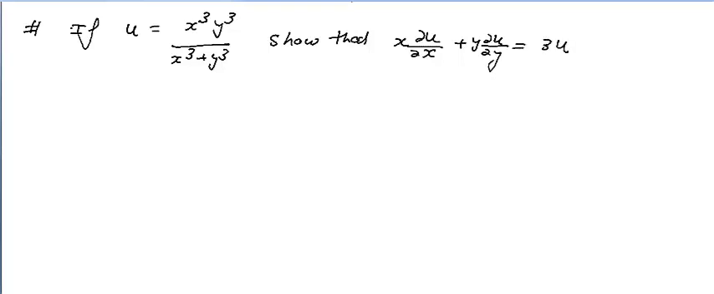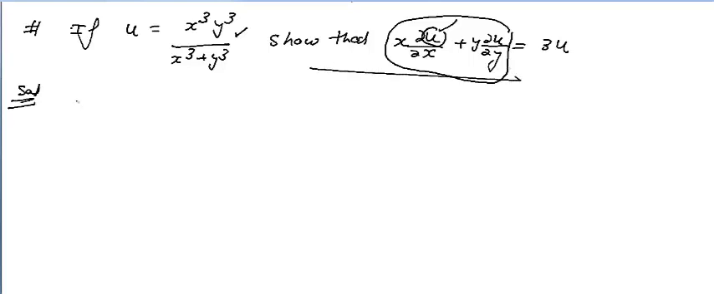Now student, in this question they have not written anywhere that you have to use Euler theorem or you can use Euler theorem. You will decide, because when you see this, it is a representation of the Euler theorem. If you want to apply the Euler theorem on a function, here u is the function, u depends upon x and y. If u is a homogeneous function, then you can apply the Euler theorem. So the first step to prove this is to check whether u is homogeneous or not.